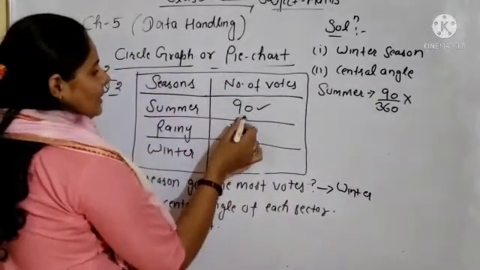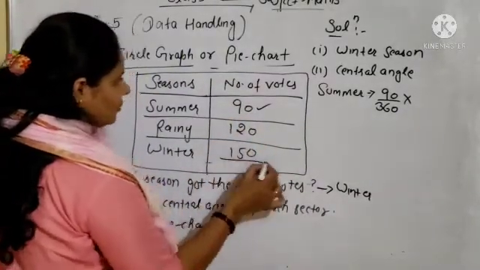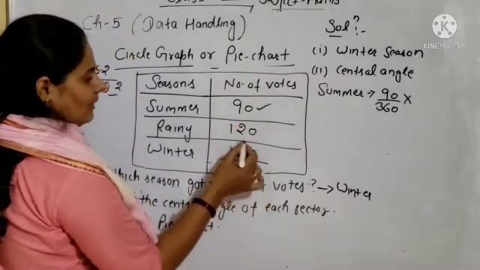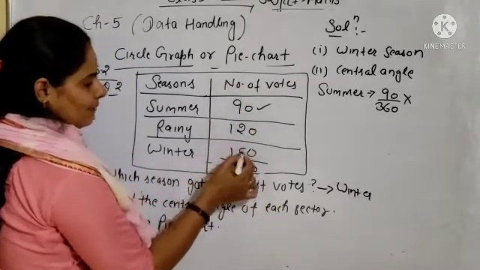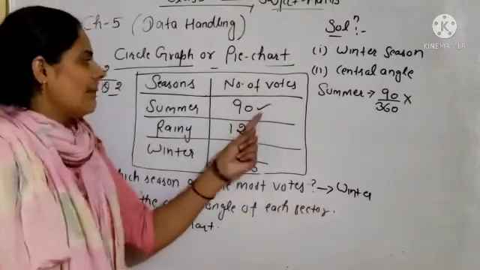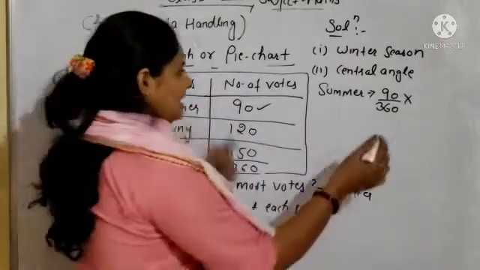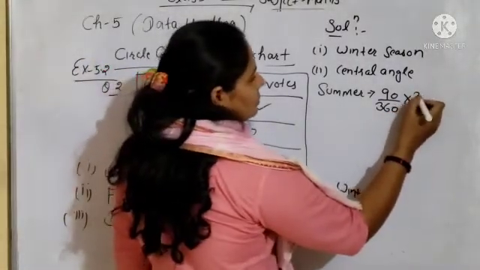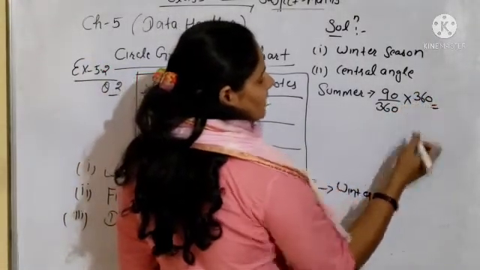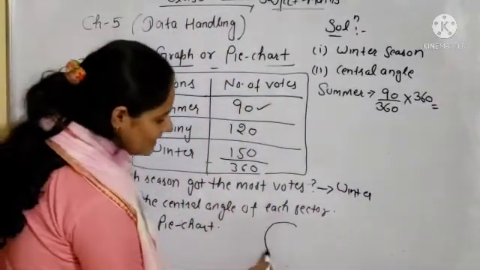First you will find the total number of votes. So it will be 90 plus 120 plus 150, and the total will be 360. So number of votes, 90, divided by total votes, multiplied by the angle. It will be 360. Because why will it be 360, beta? When you are dividing the complete circle.